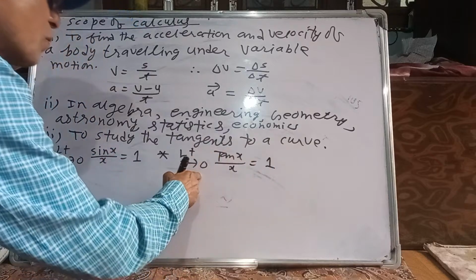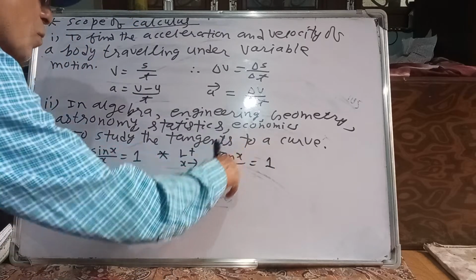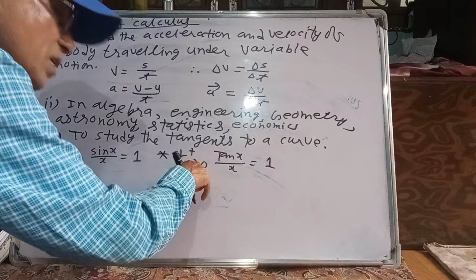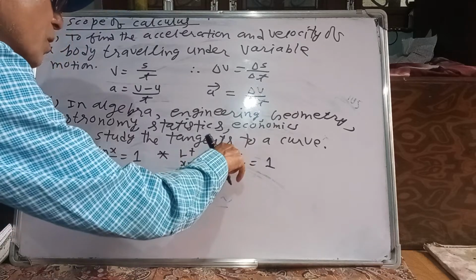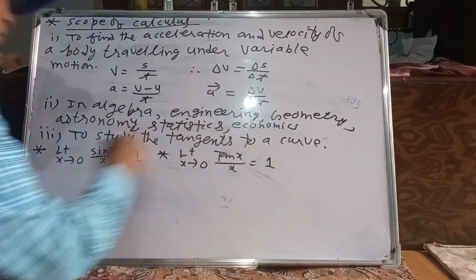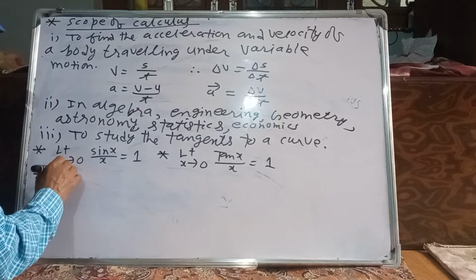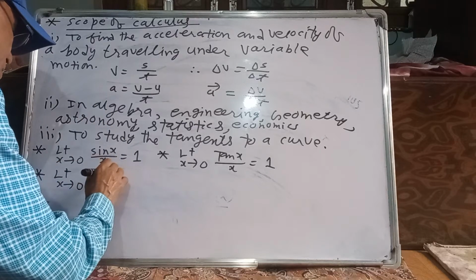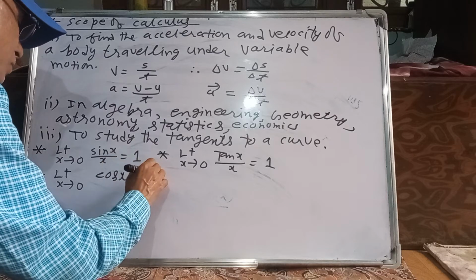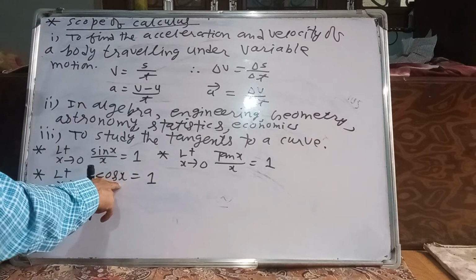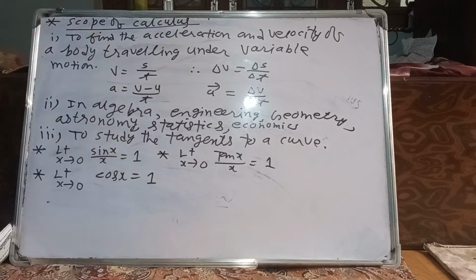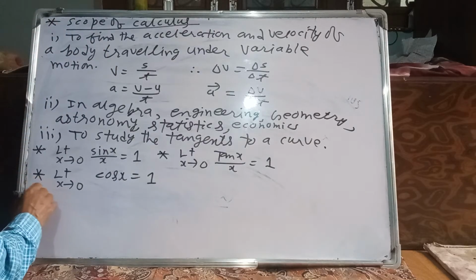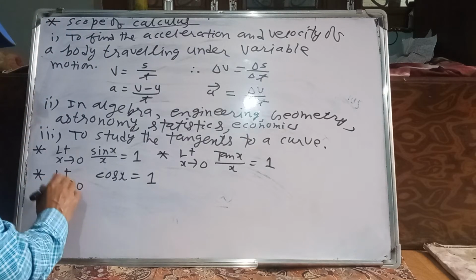If x equals 0, 0 by 0 infinite, but x tends to 0, not exactly 0. Therefore, tan x by x equal 1. Another is limit x tends to 0 cos x equal 1. Cos 0 is 1.